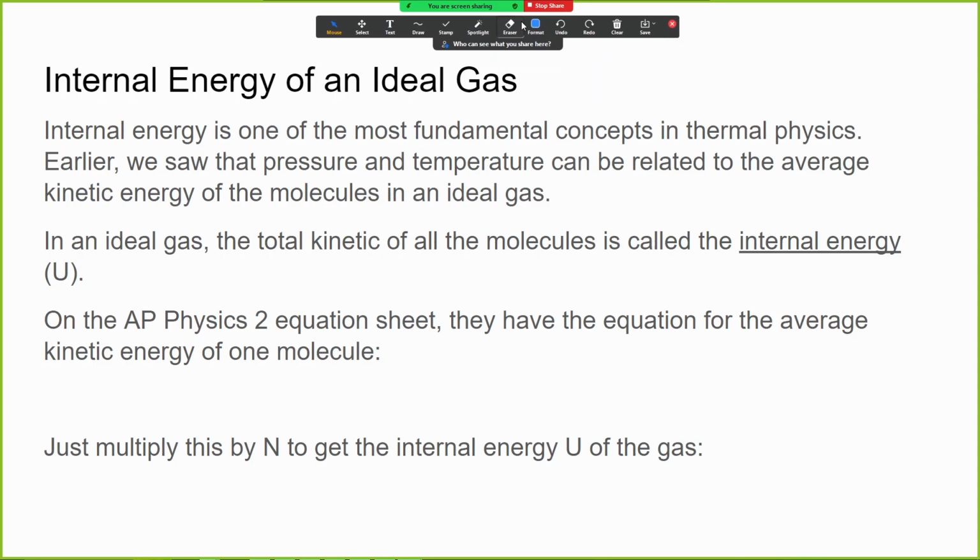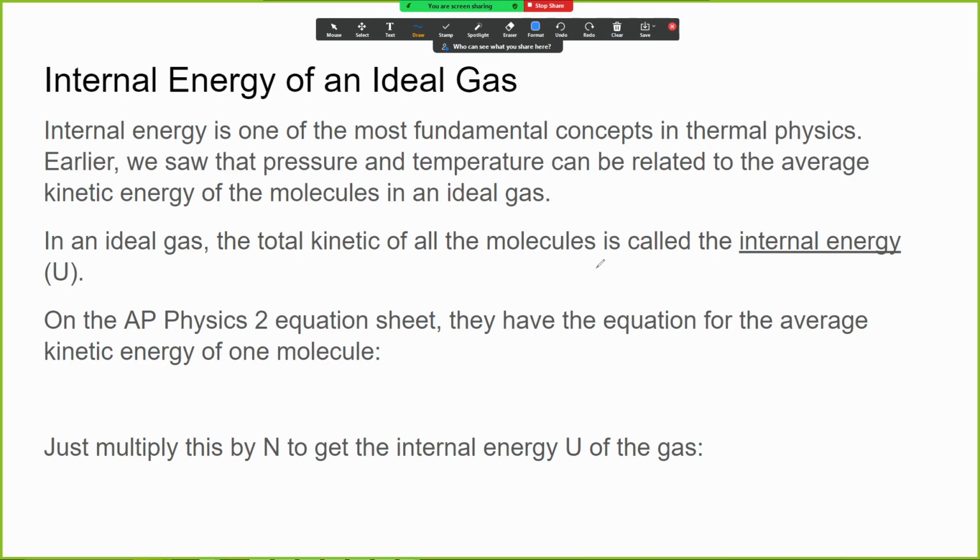The internal energy of a gas is one of the most fundamental concepts in thermal physics. It tells us quite a lot about the gas itself and how all of the molecules are moving. I believe I derived it on dip day, I think that was Tuesday, that pressure and temperature can be related to the average kinetic energy of the molecules in an ideal gas. I did that derivation just to show you that there's always this idea of things move faster, temperature increases, but no one ever really tells you why, and that's exactly what that explains.